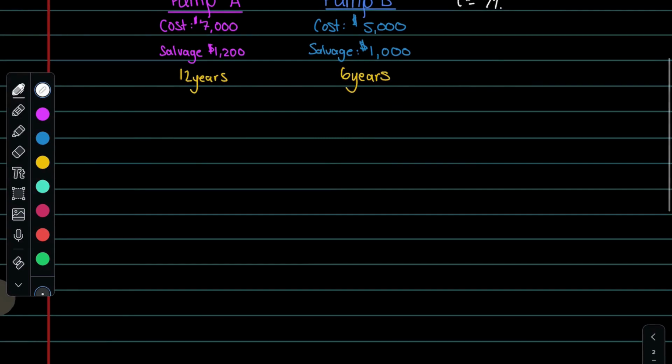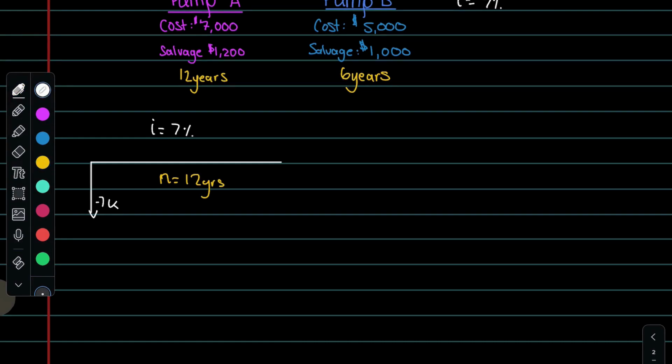In this specific example, we can draw a cash flow diagram for each pump, and for pump A, we're going to initially spend $7,000. So that's going to be in the negative direction. We know that our interest rate is 7% for both of them, which is good, so we don't have to worry about varying interest rates just yet. And then we know that the lifespan of pump A is equal to 12 years.